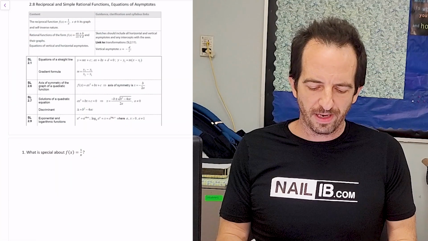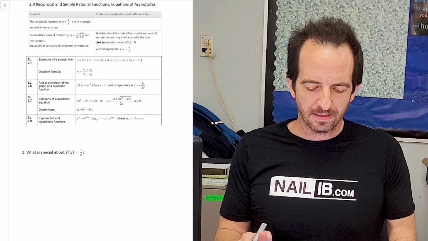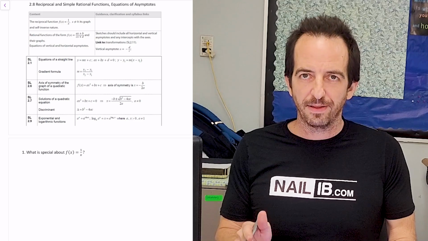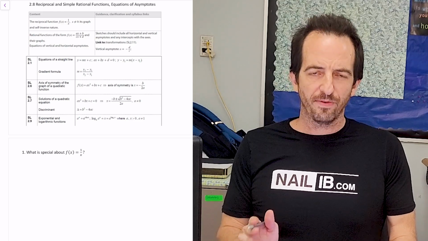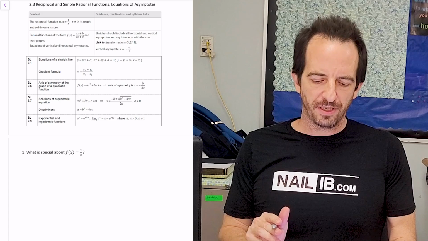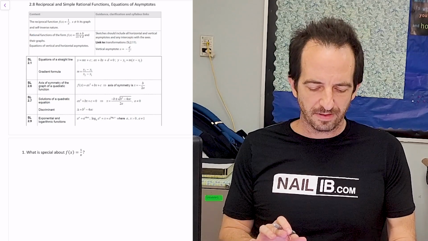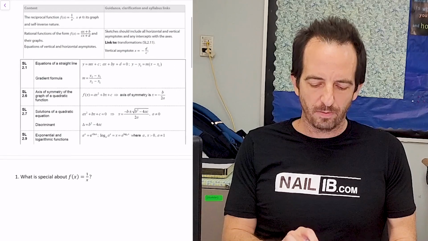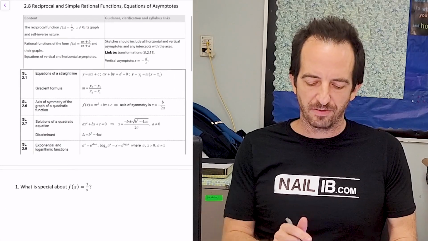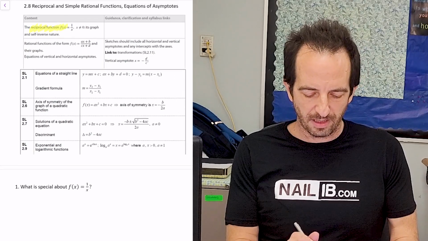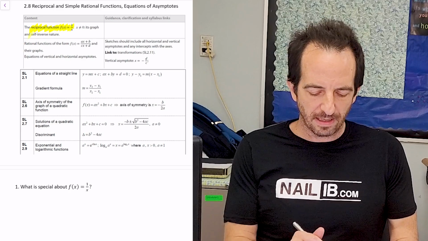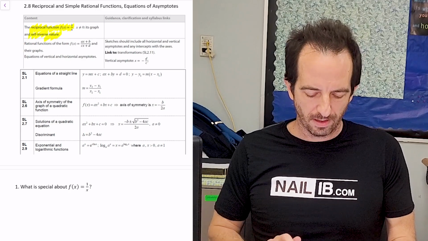So welcome to 2.8, where we'll be looking at reciprocal and simple rational functions and the equations of asymptotes. We've already seen the equations of asymptotes in an earlier video, so this will be a little bit of a review with respect to that part of the standard. But now also we'll be looking at a special function, namely this reciprocal function, which they have here at the beginning of the content guide, and its self-inverse nature. So we'll start with that.